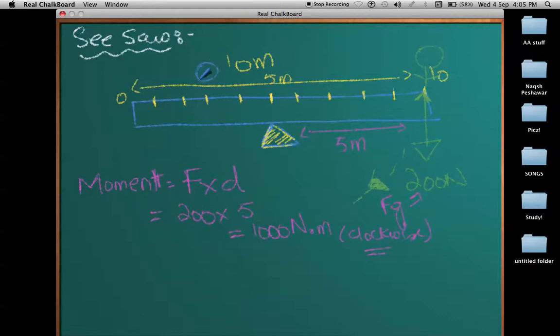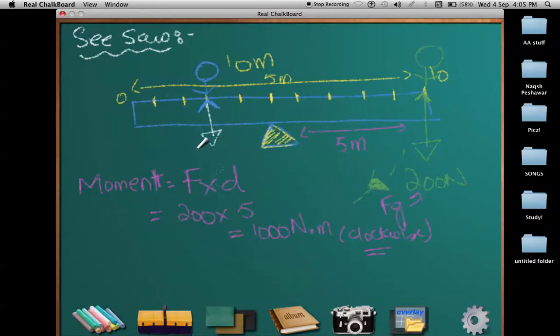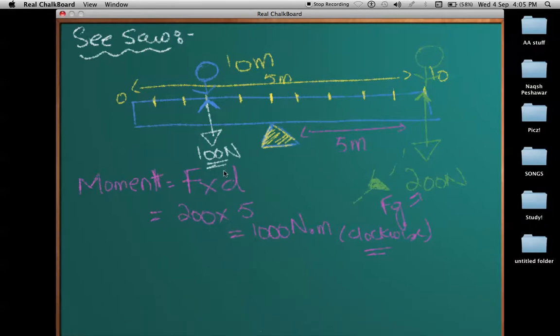Let's say that I sit over here and I weigh about 100 newtons, and in this case I'm a smaller guy and I'm not as heavyweight as my other friend is. Let's say this is A, and I bring in a friend B, and I ask him to decide a place where he can sit so that we are able to balance the moment or bring this seesaw into equilibrium.